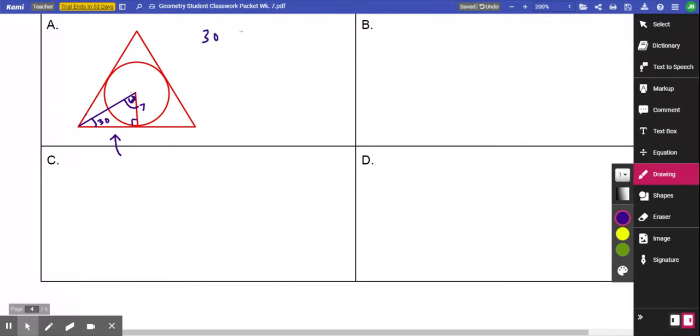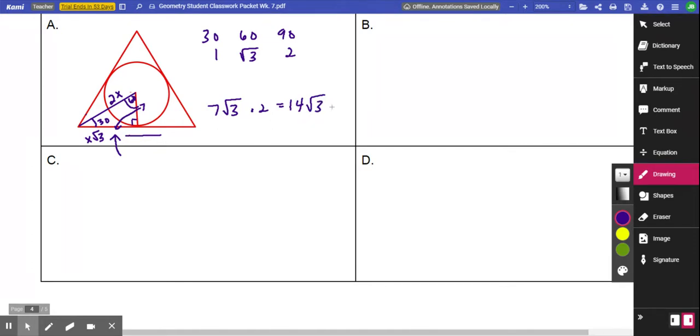So 30, 60, 90, we know that this is 1, this is 2, and this is the square root of 3. Those are our ratios, right? So this would be x times the square root of 3. The 90-degree angle would be 2x, and this would be our x term, which happens to be 7. So that means that this will be 7 times the square root of 3, and we need to multiply that by 2 for the extended side, so times 2. That equals 14 times the square root of 3.